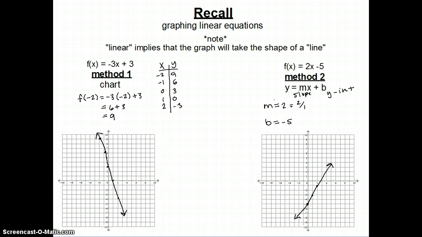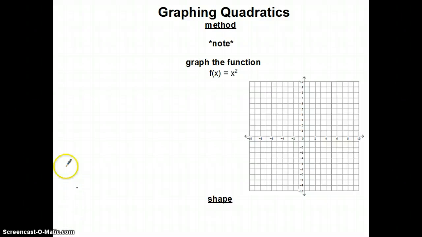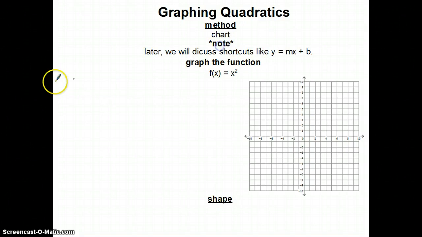Now that we've refreshed graphing linear equations, we're going to move on and look at graphing quadratic functions, and the method we're going to use is the charting method. Later we'll discuss other shortcuts like the y equals mx plus b method. So to graph the function, we're going to create a chart. We're going to give ourselves x values. We can stick with the same ones, -2, -1, 0, 1, and 2.